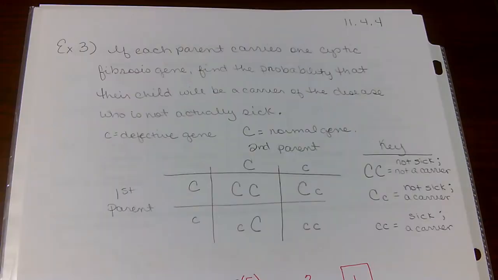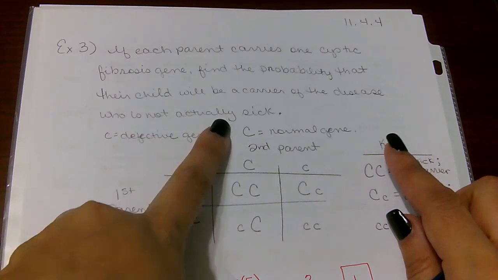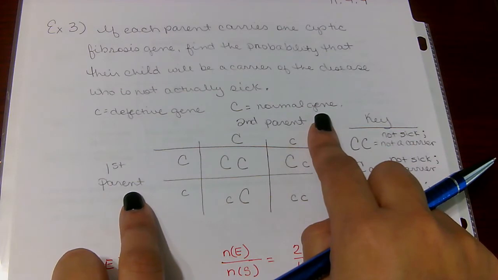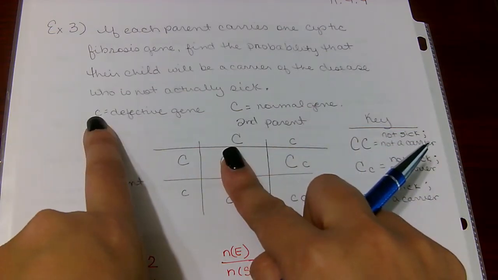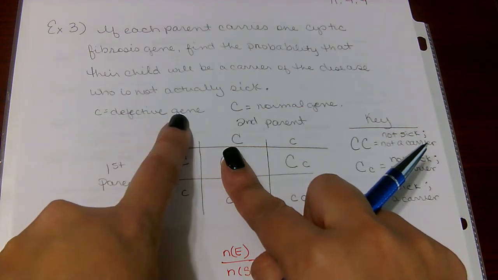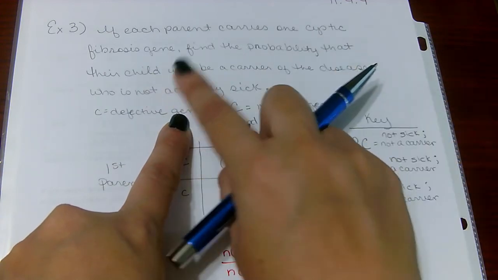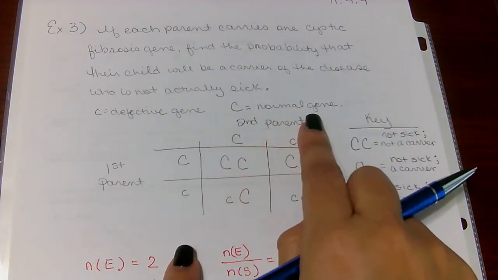Problem 3. If each parent carries one cystic fibrosis gene, find the probability that their child will be a carrier of the disease that is not actually sick. So in genetics, the children often get one gene from each parent. In this particular case, the little c is the defective gene, or the gene of having cystic fibrosis. The capital C is a normal gene.